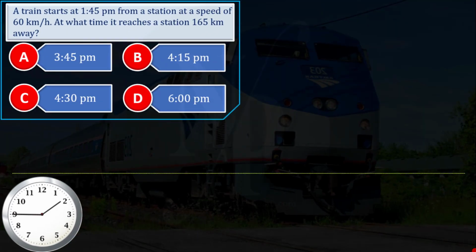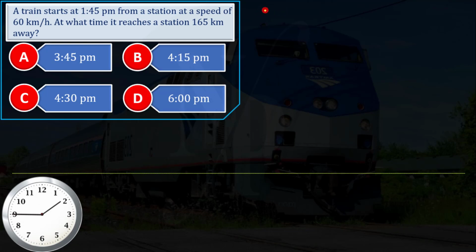Here the time when a train starts from a station is 1:45 p.m. and the train is traveling with a speed of 60 km per hour. We should find at what time the train reaches another station which is 165 km away. First we will find the time taken by the train to travel a distance of 165 kilometers, and then we will find the time at which the train reaches the other station.